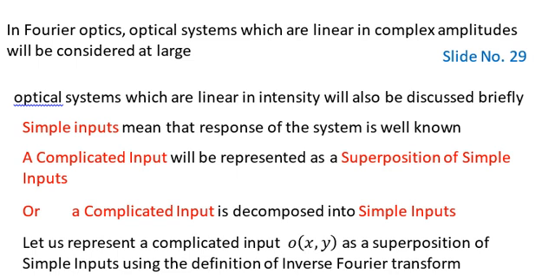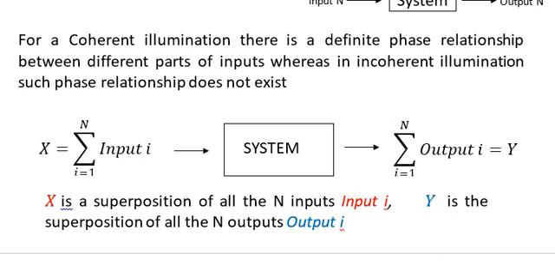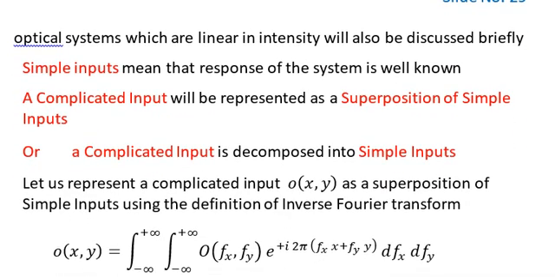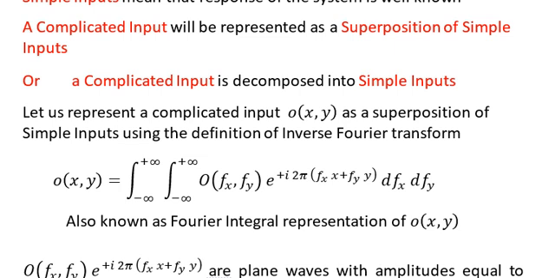Simple inputs mean that the response of the system is well known. So we shall feed those inputs to the system for which the response of the system is known. Such inputs are called simple inputs. A complicated input will be represented as a superposition of simple inputs. For example, in the previous case, this capital X is the complex input, and we can disintegrate it into smaller inputs, or the simple inputs. A complicated input is decomposed into simple inputs.